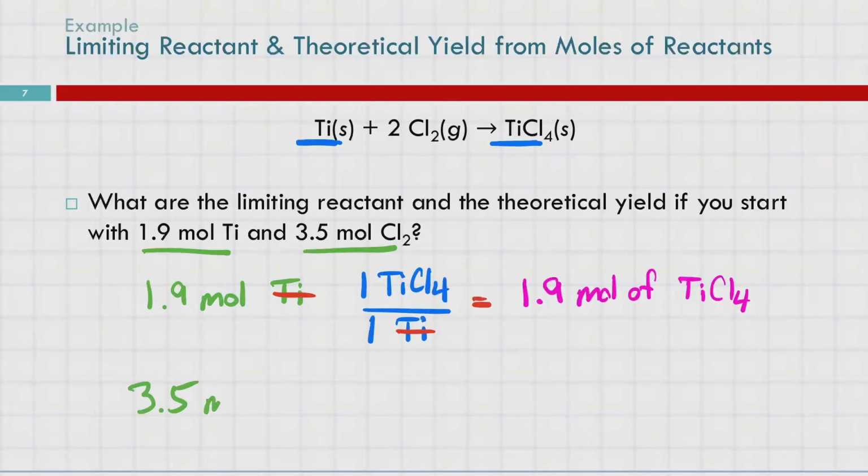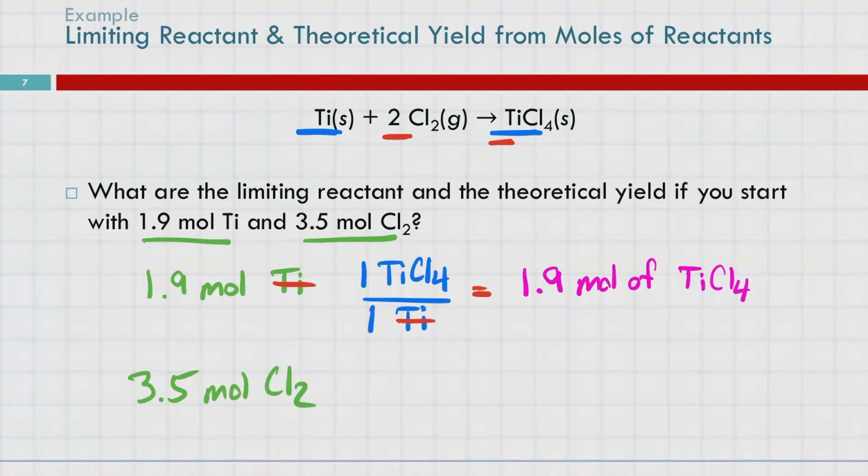So 3.5 moles Cl2. And what's our ratio for chlorine to TiCl4? 2 chlorines to 1 titanium 4 chloride. We put, again, the TiCl4 on top, and we put the 2 Cl2 on the bottom. This is so that our chemicals cancel. Right, so the Cl2s cancel.